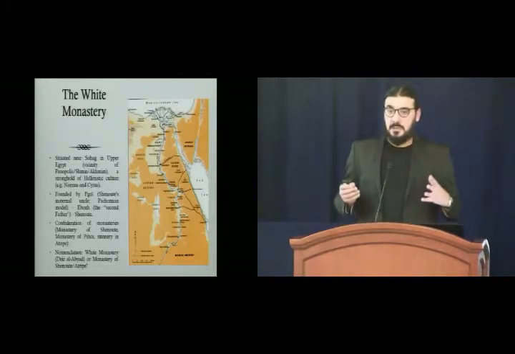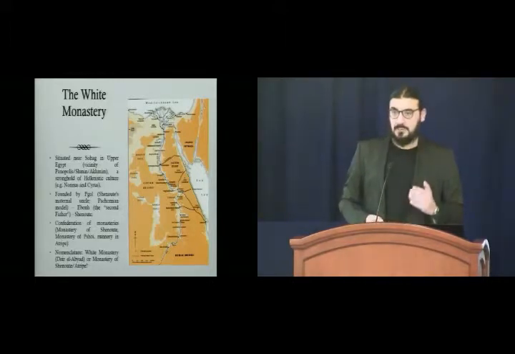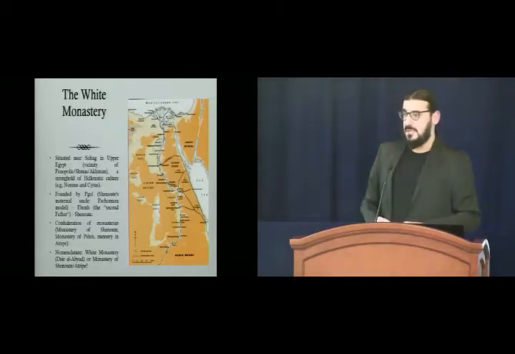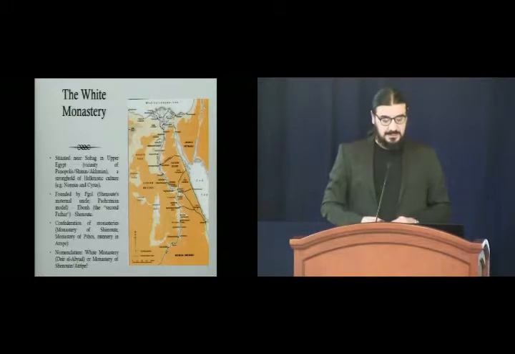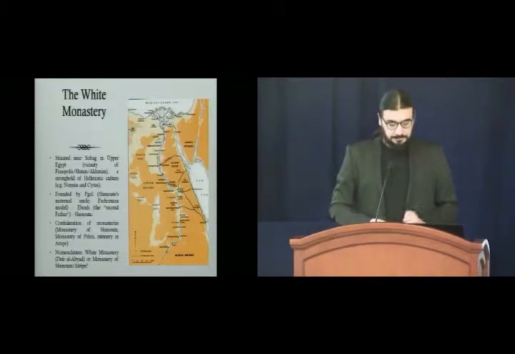The White Monastery comprised, in fact, a confederation of monasteries, which was formed of the monastery of Shenute, the monastery of Pashoi, and a nunnery, a monastery for nuns, which was situated in the town of Atripe, more to the south.